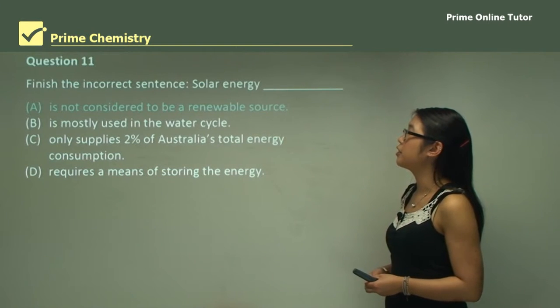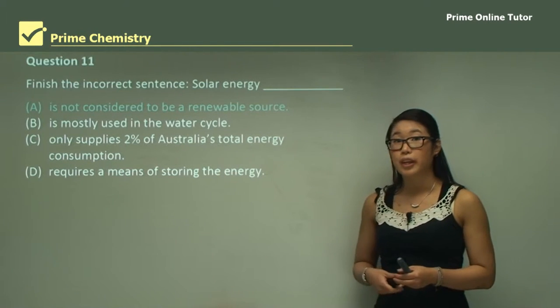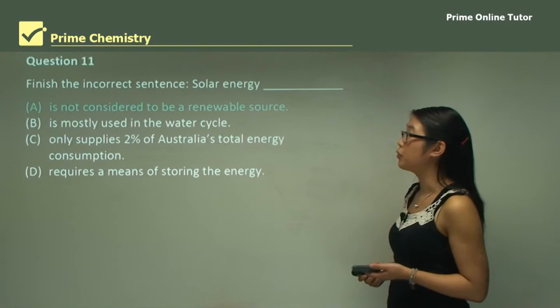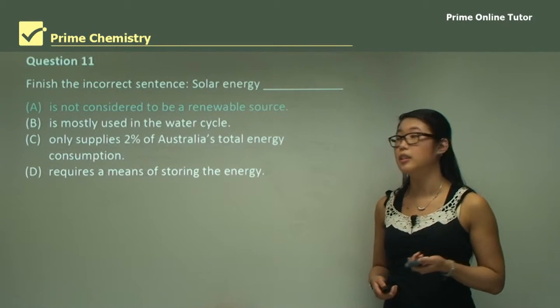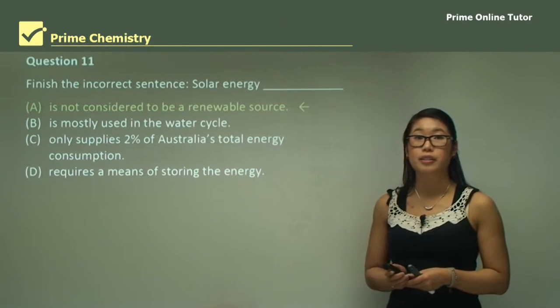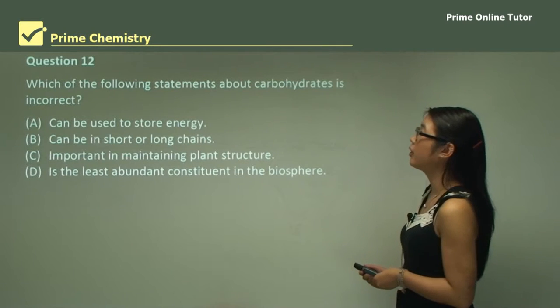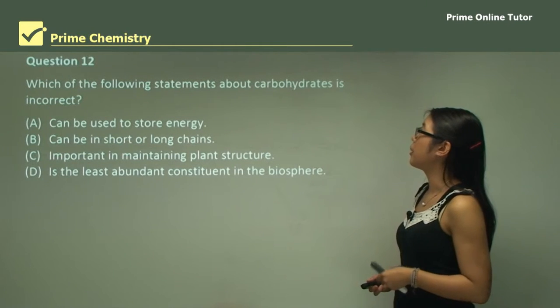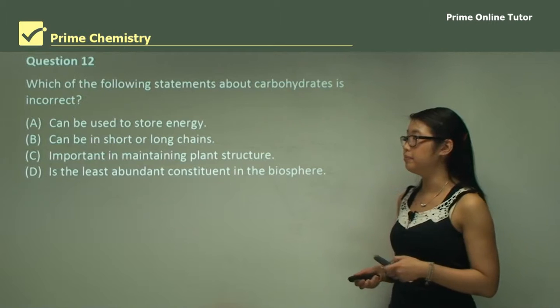A, it's not considered to be a renewable source. Solar energy is considered to be a renewable source, so this sentence is incorrect, and therefore A is the correct answer here. Which of the following statements about carbohydrates is incorrect?